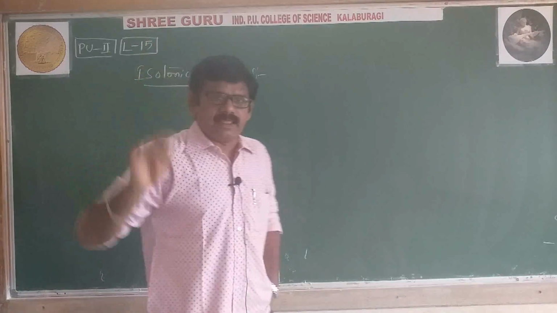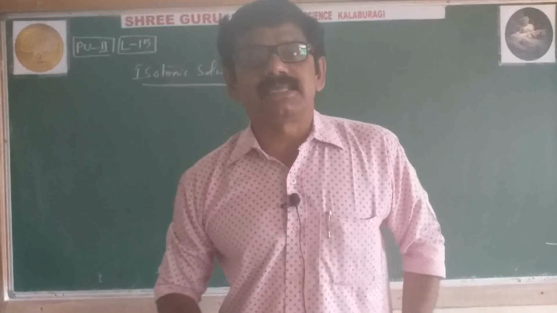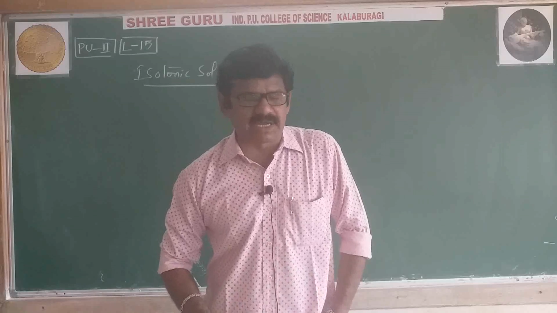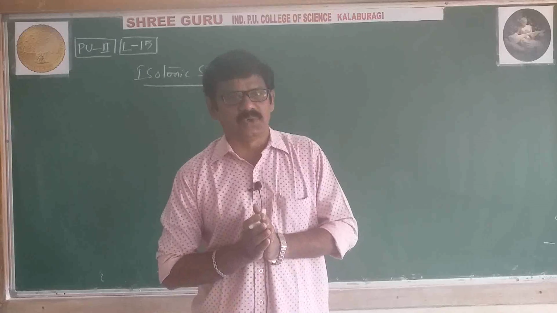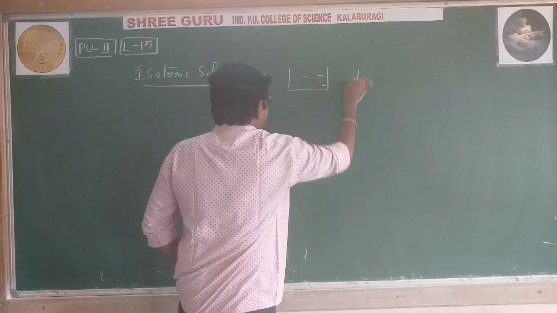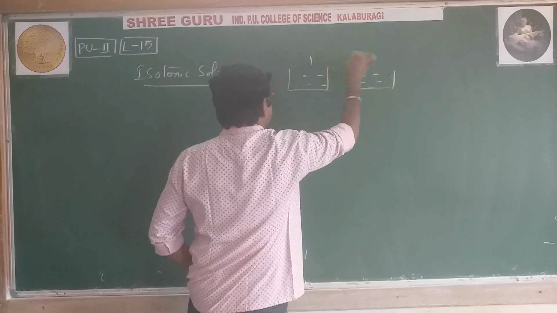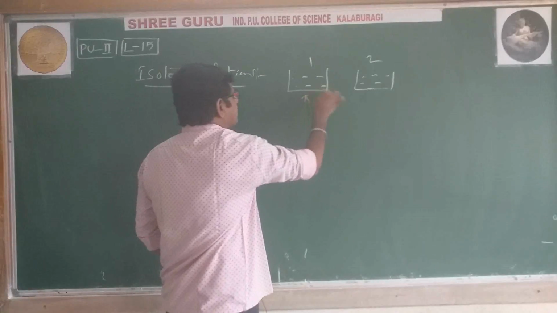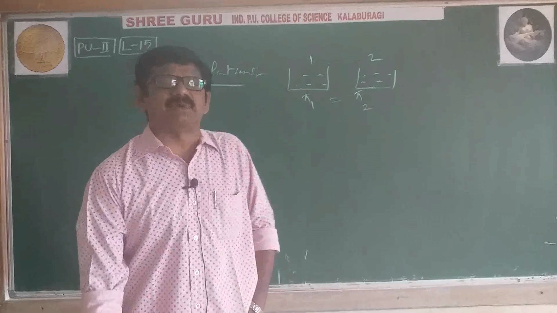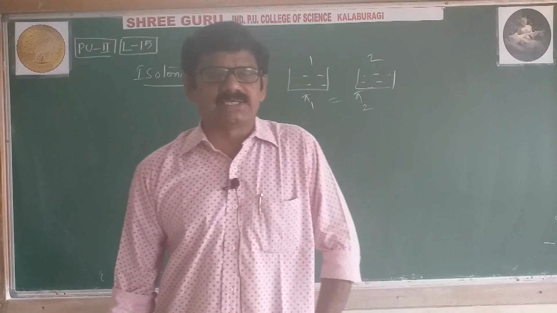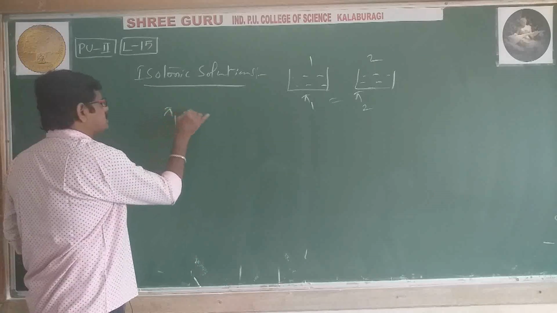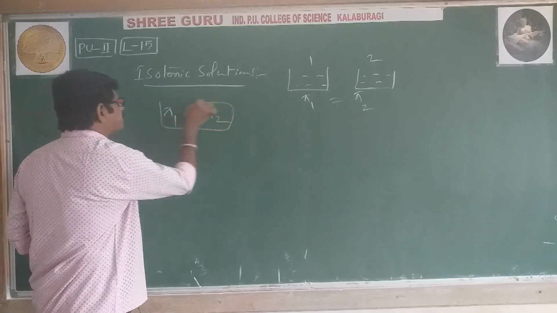Very simple. If two solutions are having the same osmotic pressure, then they are called isotonic solutions. Say for example, it is solution sample 1 and it is solution sample 2. If both are having the same pi 1 equal to pi 2, the same osmotic pressure, then they are called isotonic solutions. Therefore, we will write like this: isotonic solutions mean they contain the same osmotic pressure.